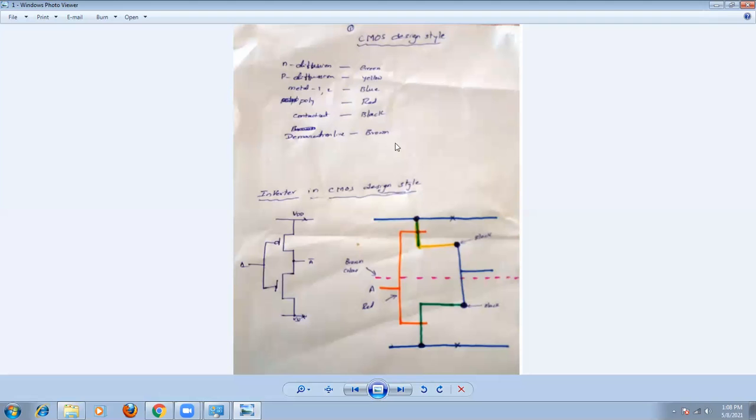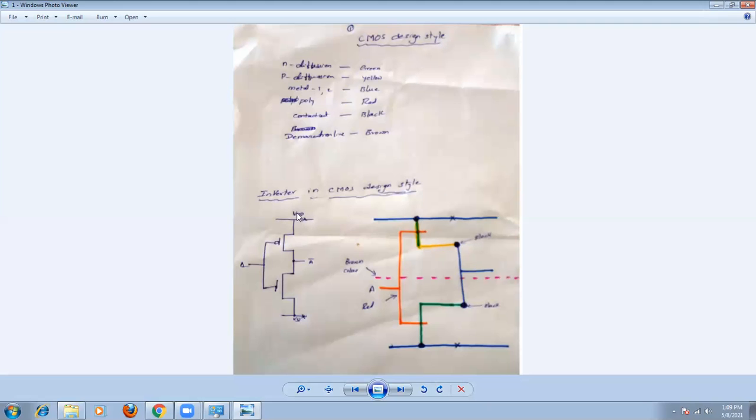But in the CMOS design style, we are using only single polysilicon. That is the red color. Okay, so now these are the main thing. Just remember, this is not green; it is yellow. Now let us see how to draw the stick diagram in CMOS design style.